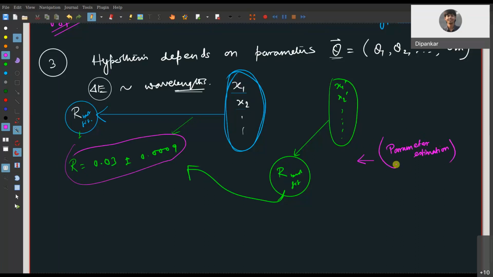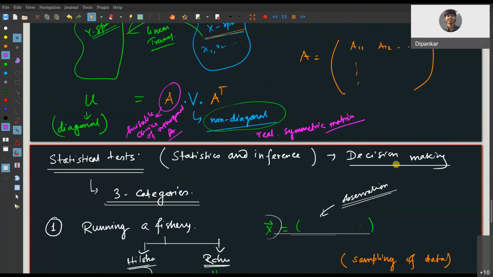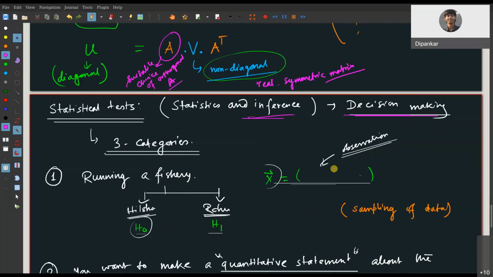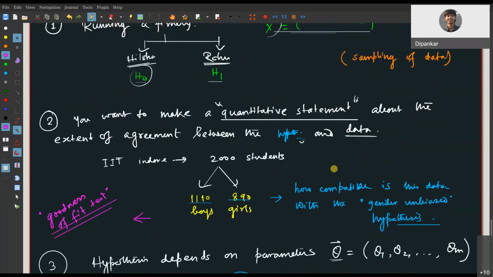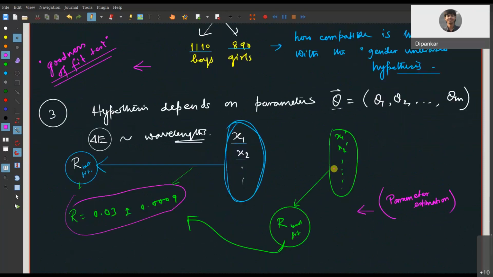So there are three types of statistical inferences or decision making scenarios that you will encounter. First is sampling of data. Second is hypothesis testing, or goodness of fit test. And third is parameter estimation. Once we cover that, then we are almost done with this course.